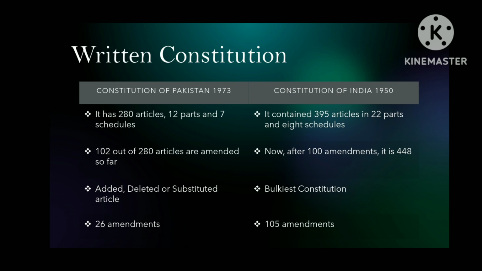In Pakistan, some of the articles are added, deleted, or substituted. And in India, most of the articles are just added, and it has become the bulkiest constitution. The 26th amendment has been made in the Constitution of Pakistan, and in India, only 105 amendments have been made.